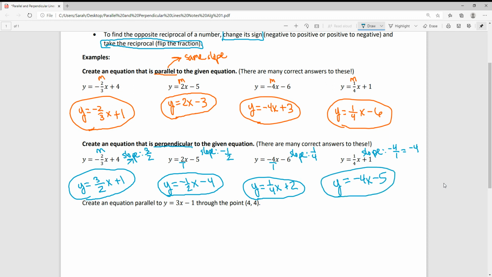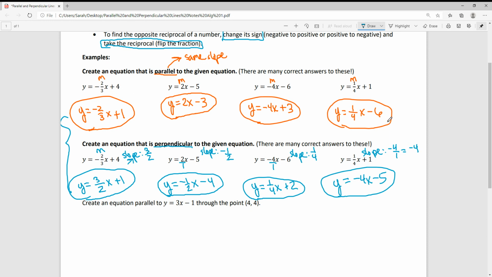So for these two types of problems that we just did here, b numbers are completely up to you. You have a lot of freedom there. Just make sure the slopes are what they need to be. Parallel, we keep the slope the same. Perpendicular, we keep the slopes opposite reciprocals.